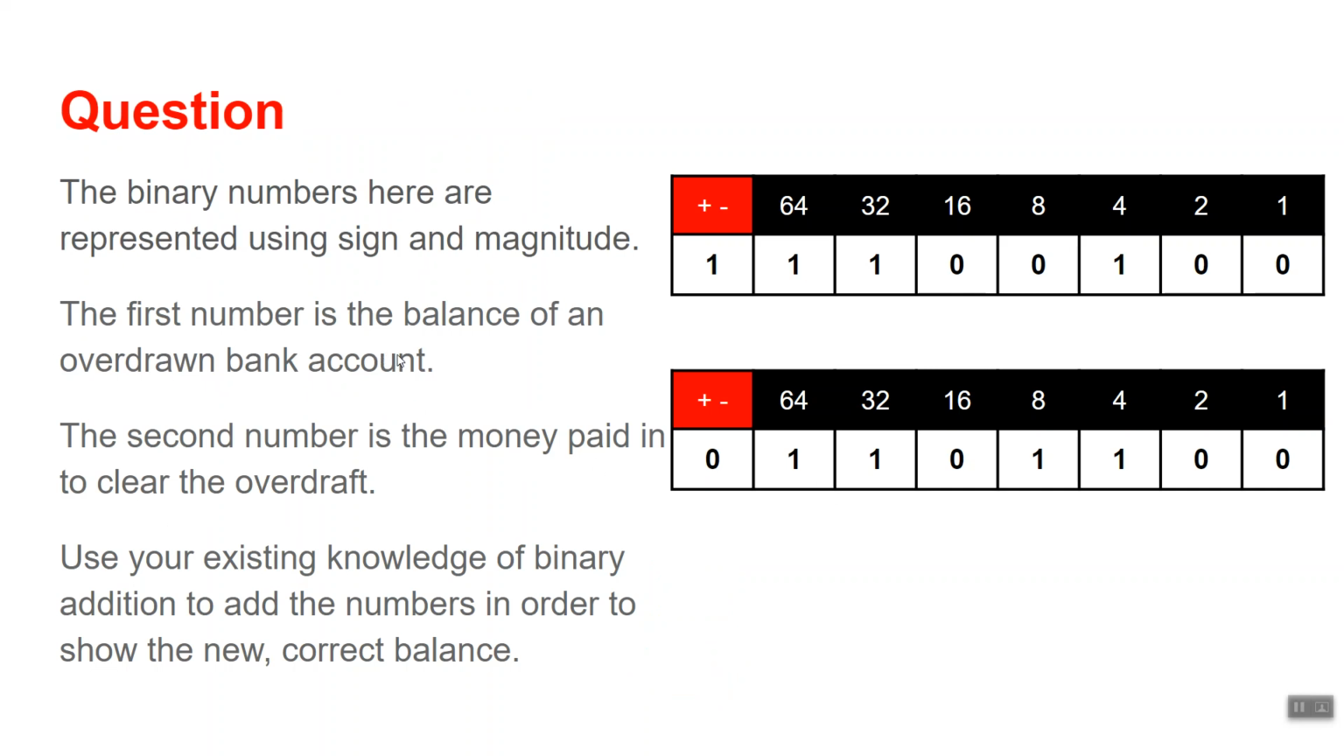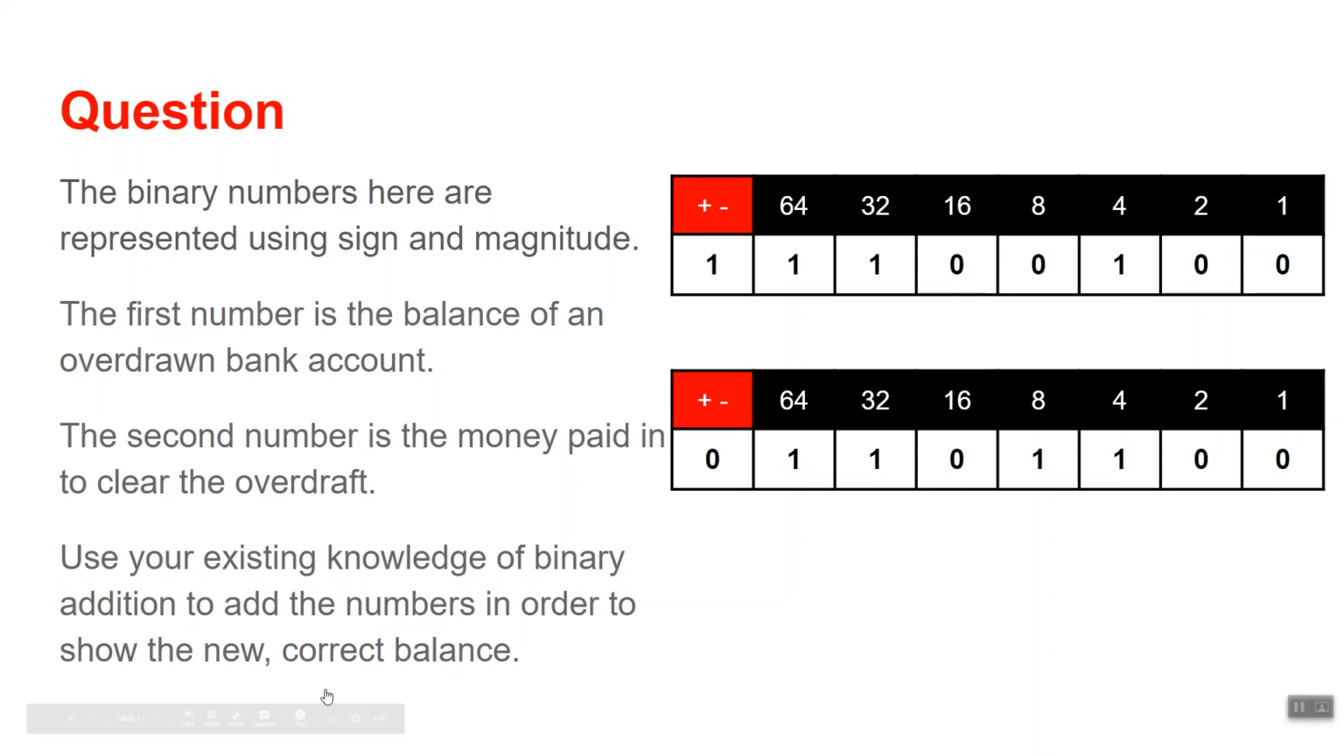So let's have a look at another possible issue as well. Let's go and have a look at some addition. So we've got here 2 binary numbers. We've got first one, hopefully you can work out that that is negative 100. And then underneath, what we've got is positive 108. Okay, so the first one represents the balance of an overdrawn bank account, so somebody has got minus £100 in the bank.